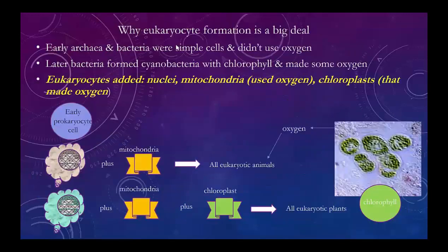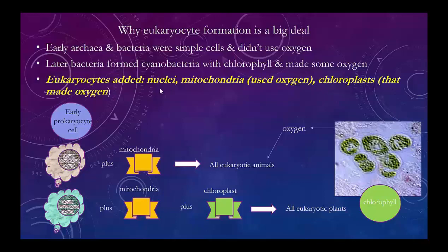Now, why, you might ask, is the eukaryocyte formation such a big deal? Well, the early life forms called prokaryocytes were archaea and bacteria, and they've gone all the way from the initial 3 billion years ago right up to the present. These were simple cells. They used nutrients, but they didn't use oxygen. But somewhere down the road, some of the bacteria started to develop chlorophyll, which could make oxygen, which is interesting because they didn't really need it. But they started to make it, and it went into the atmosphere. Then at about 1 billion years ago, eukaryocytes were added. Now, the eukaryotic cells, translate that into your.